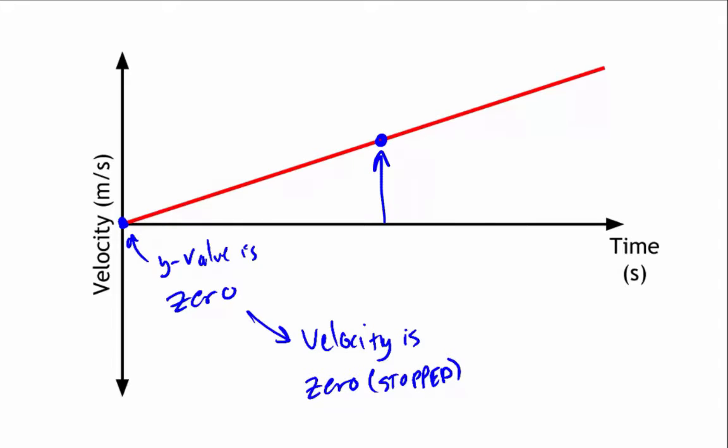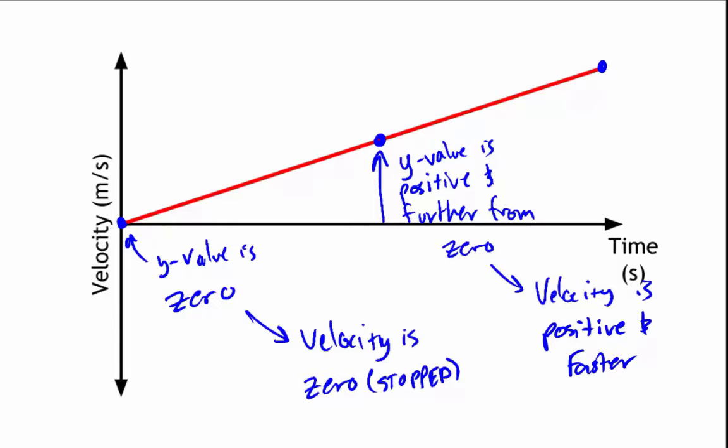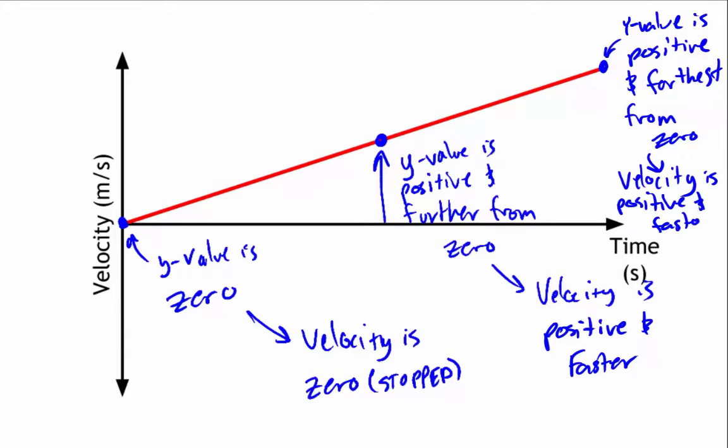As time goes on, my y value gets further away from the x-axis. So it's positive and further from 0. That must mean that my velocity is also positive, and being further from 0 means that it's faster. Looking at our last point, the y value is positive and farthest from 0. So my velocity is going to be positive and fastest.